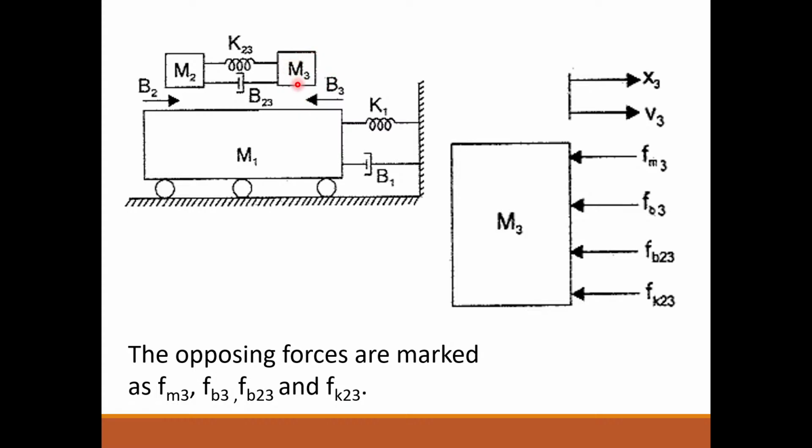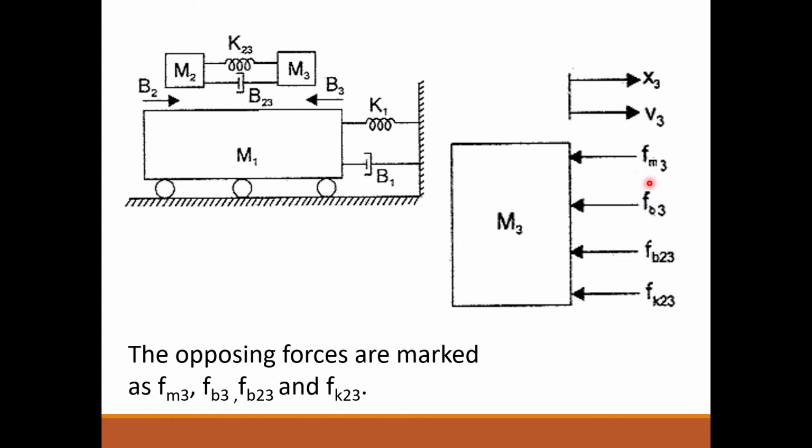If people can, write down in the chat box. If you want, you can write down the opposing forces. So one opposing force is due to M3, Fm3. Another opposing force is due to B3. Another opposing force is due to K23. Another opposing force is due to B23. So what are all the opposing forces at M3? Fm3, Fb3, Fb23, Fk23. So these are the opposing forces.